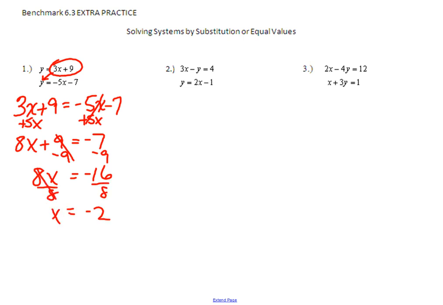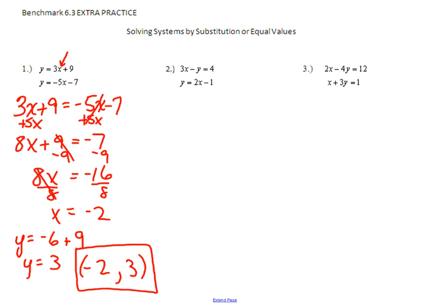I'm going to take that negative 2 now and plug it into my original equation, either one. I'll plug it in the first one right here, and I'll get y equals 3 times negative 2 plus 9. So y equals 3. My final answer is negative 2 comma 3.